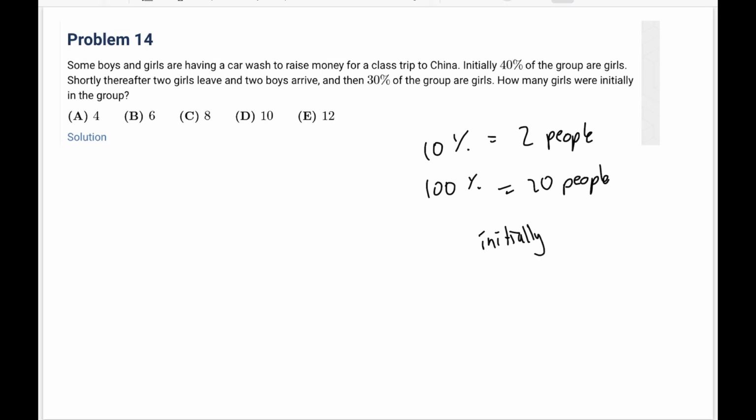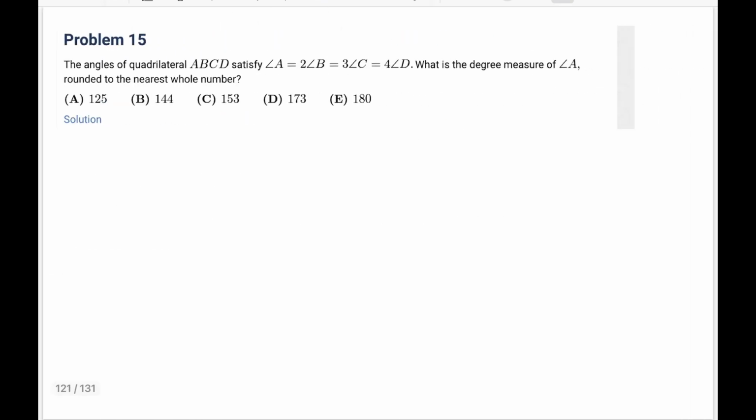And so, initially, 40% are girls, right? So it's 0.4 times 20 people. This is 8, so 8 people were girls initially. It's C. Problem 15. The angles of quadrilateral ABCD satisfy A equals 2B, B equals 3C, C equals 4D.